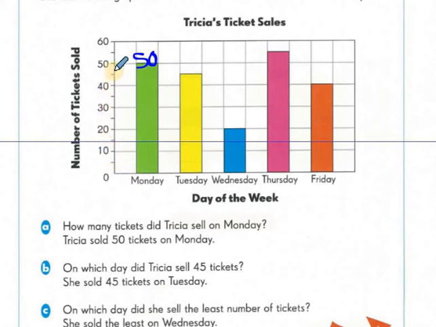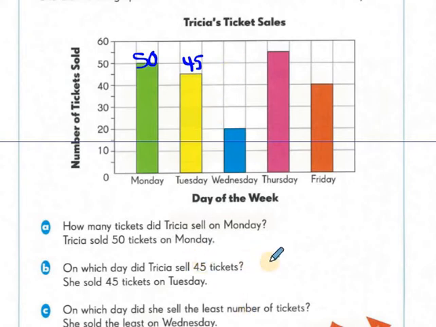You know, I don't see the number 45, but I know that 45 is the midway point between 40 and 50. So it must be this one. So I'm going to carefully look across from 45 to see, oh, it's Tuesday. So Tuesday is 45. And I'm just going to go ahead and make a note about that.